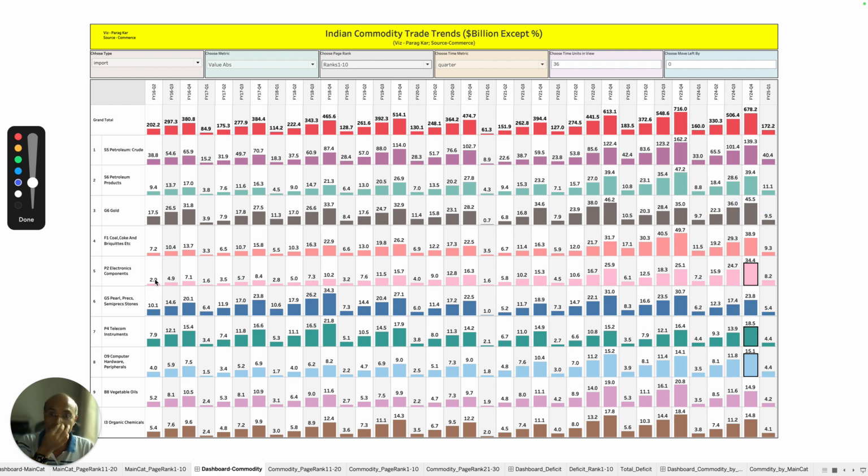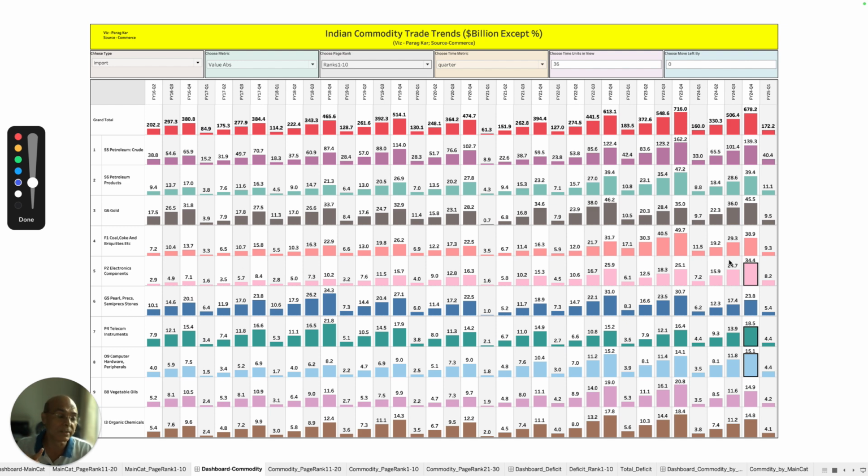There are other items like electronic items, but there is a problem here, because these electronic items are broken down into multiple electronic items. See, item number 5, I'll just show you again. Item number 5, electronic components. Then we have telecom instruments, and then computer hardware and peripherals. These three items contribute very significantly towards our imports.